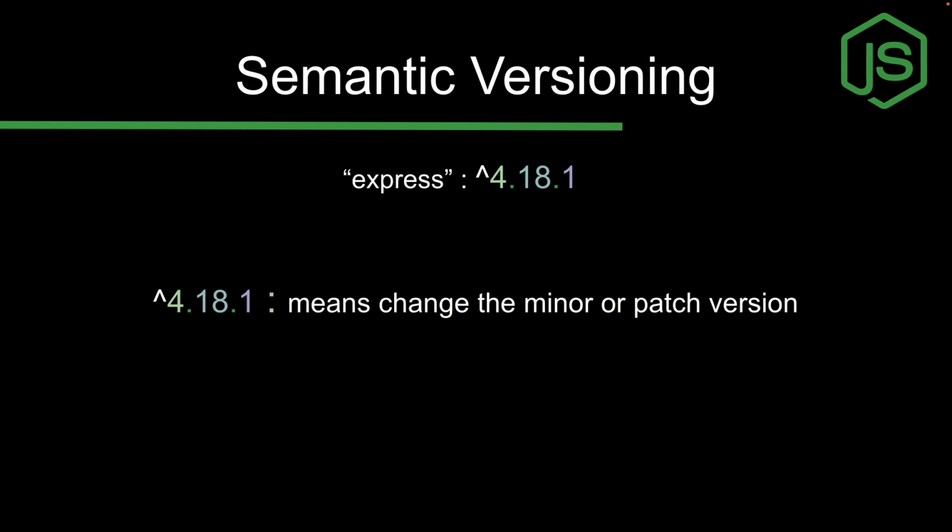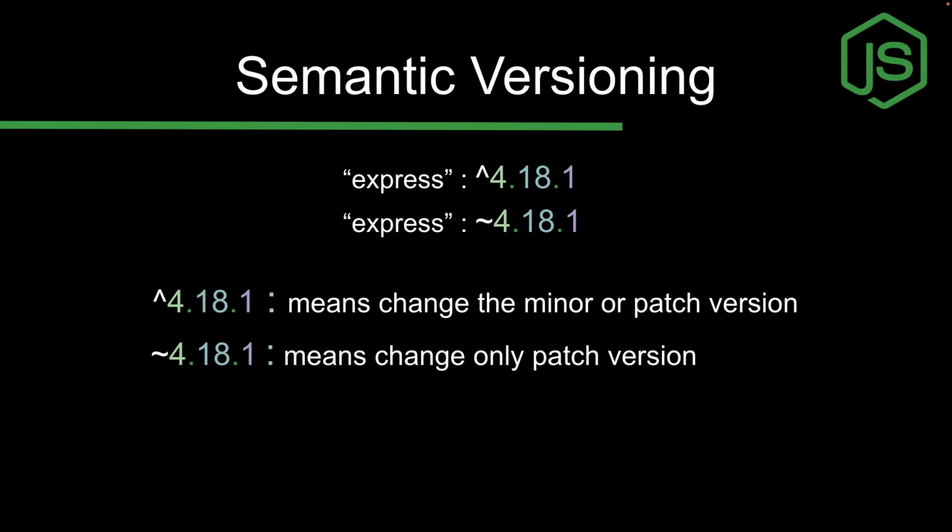So if we have a caret symbol on top of that, then it means that the minor version or the patch version can be changed. That means if I do an npm update, it will update to a newer minor version or a patch version, but it will never update to the major version, which would become 5.0.0. And sometimes you will also notice that we have this tilde symbol. Then it means that when you fire the npm update, it will only update if a patch version is available. So these you will see frequently.